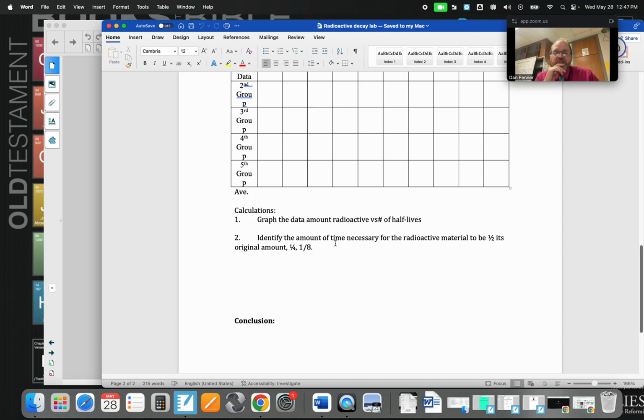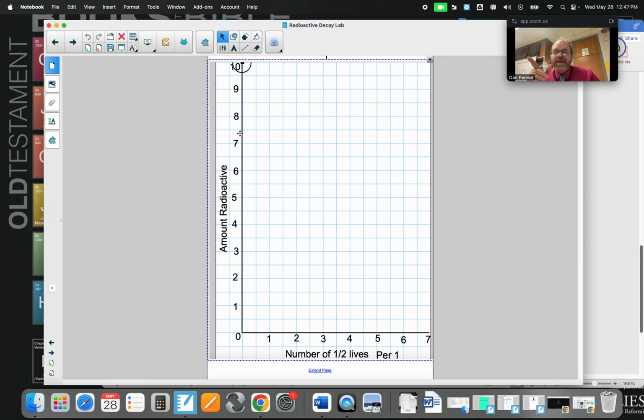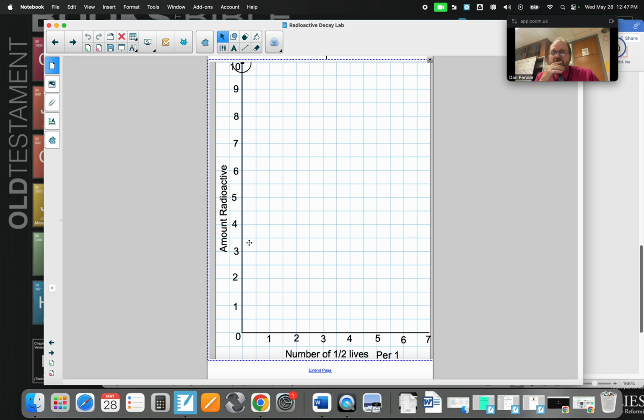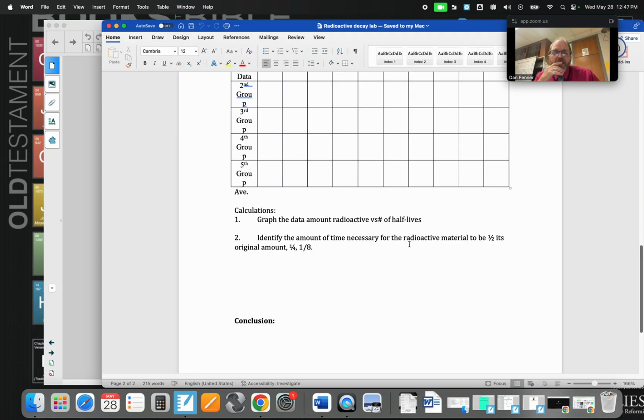Then identify the time necessary for the radioactive material to be half. So if you started with 10, half would be 5, and you should come over here to where it hits the line and identify the number of half-lives. Would it be a quarter? 10 divided by 4 would be 2.5. So you come over here to 2.5, where it hits the line, and go from there. And then a quarter, 10 divided by 4, and then an eighth in that process.